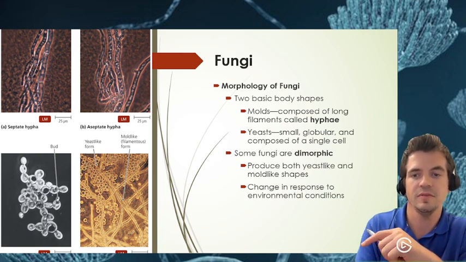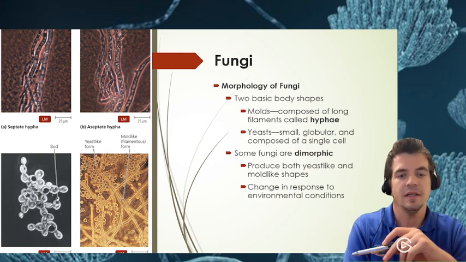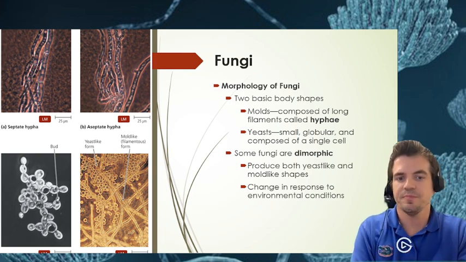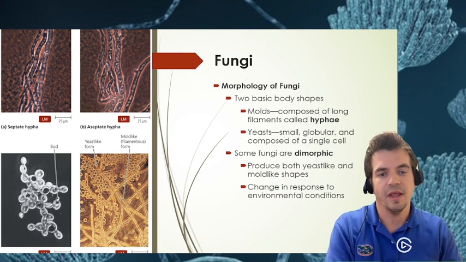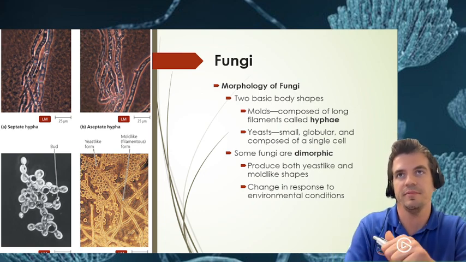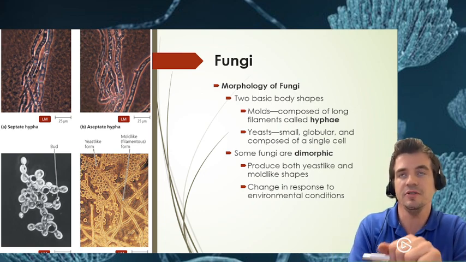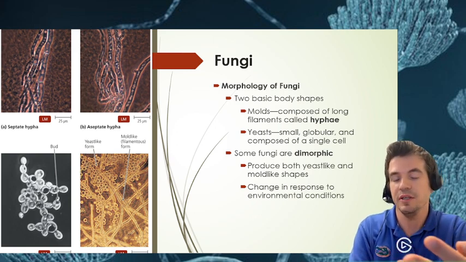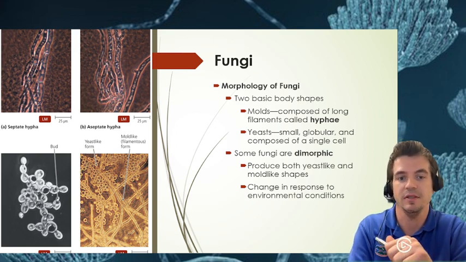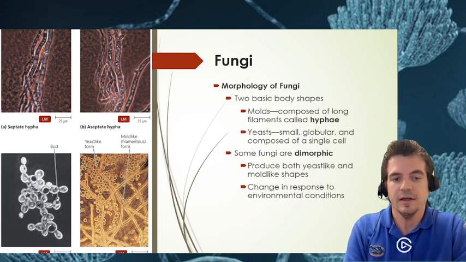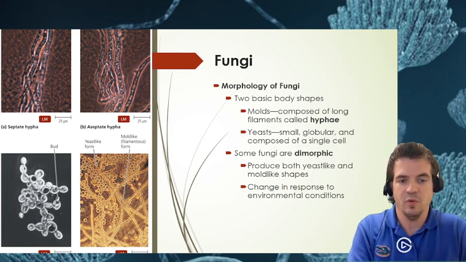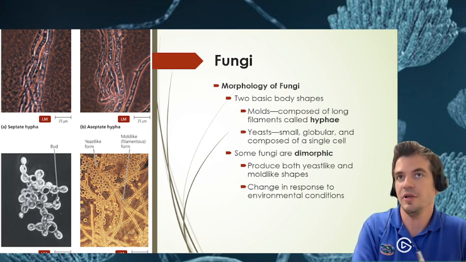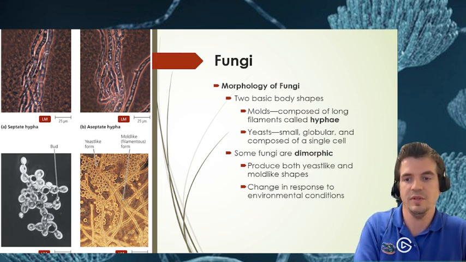So yeast for making beer, and that we will see in fermentation in the next chapter. They are pretty useful for that. So yeasts are unicellular fungi. That's also where you get yeast infections from, and so on. Some fungi are dimorphic. They can be either one, and they can change their shapes depending on what they need to.